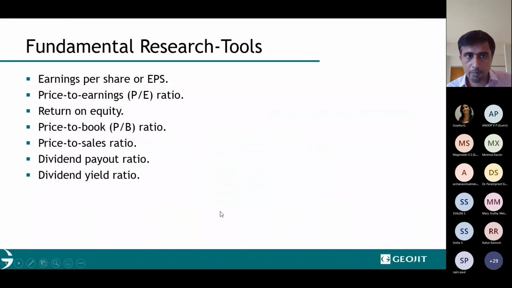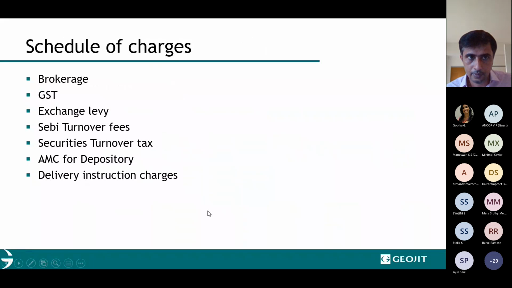Continuing with the presentation, whenever a trade takes place in the exchanges, you will have to pay so and so figures to the broker or to the exchanges. So one is the brokerage, because brokerage is the income which a broker gets for availing this kind of services.